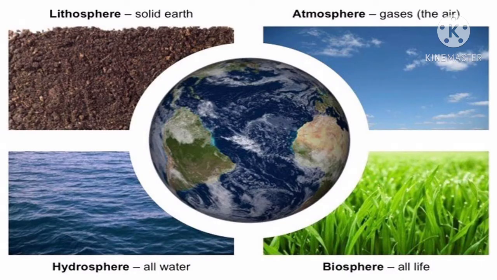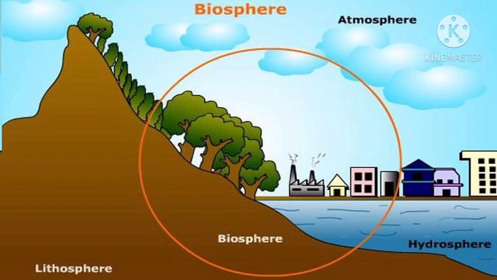Now, let's talk about the four subsystems of the Earth. These are the lithosphere or the solid Earth, the atmosphere or the gases in the air, the hydrosphere, all the water, and the biosphere, all life forms. As you can see, the encircled part of the image shows an interconnection between each of the four subsystems. These subsystems affect each other to attain their purpose.